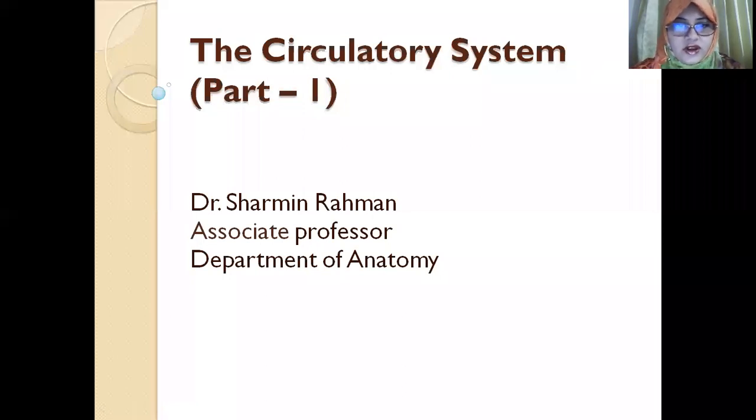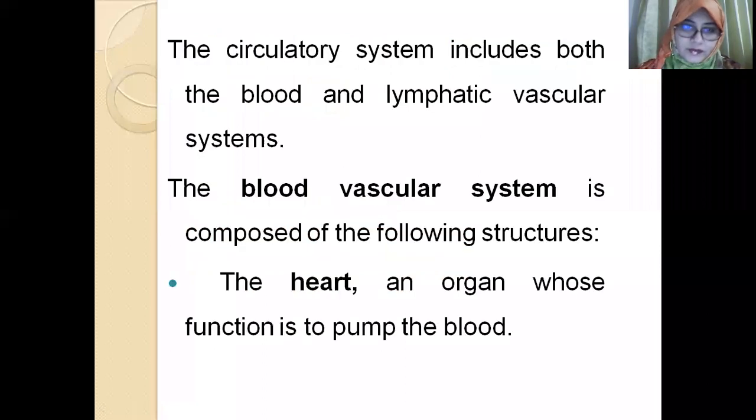Today I am going to talk about the circulatory system. The circulatory system includes both the blood and lymphatic vascular systems. But here I am only discussing the blood vascular system.